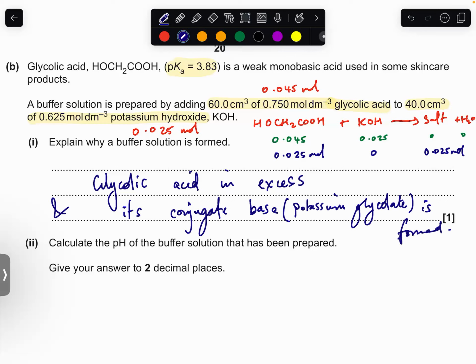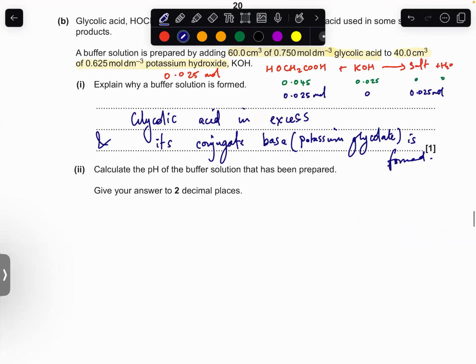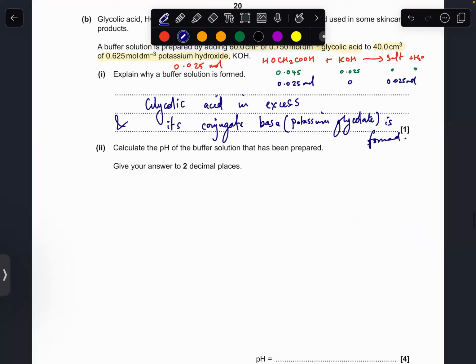Hope that makes sense. You need to include both for the marks. This question, why is a buffer solution formed, comes up many, many times. Whenever you have an excess weak acid reacting with a base, it always forms a buffer solution. The next part is asking you to calculate the pH of the buffer solution.